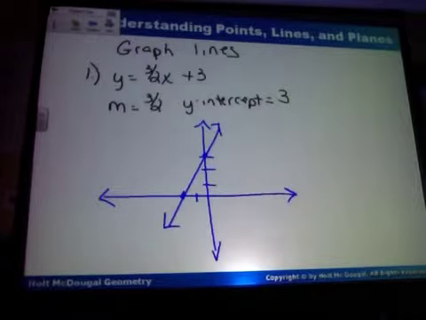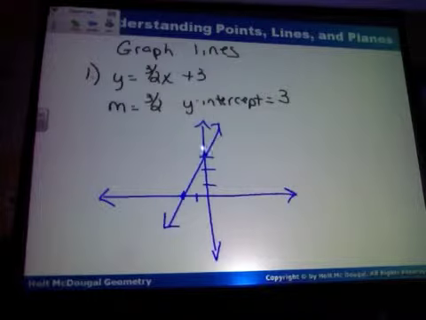Alright, now we're going to graph lines. When you're given the form in slope-intercept form, all you need to do is identify your slope and identify your y-intercept. You all should have done this last year in algebra. You always start with your y-intercept. That's positive 3 on your y-axis, and then your slope is rise over run.